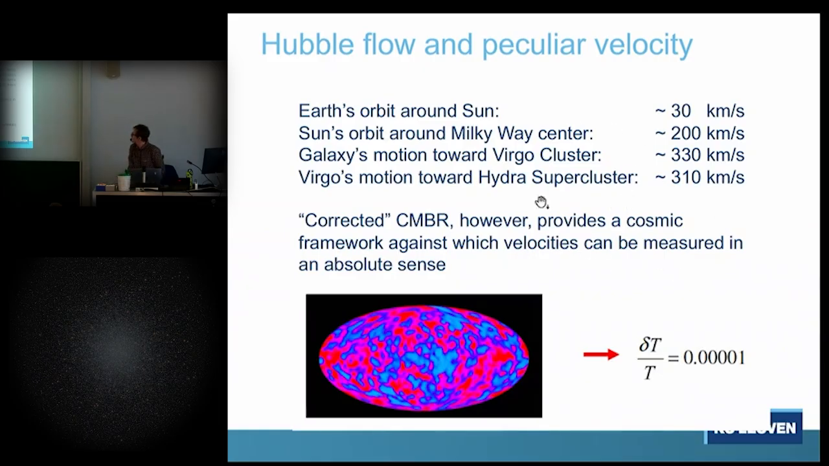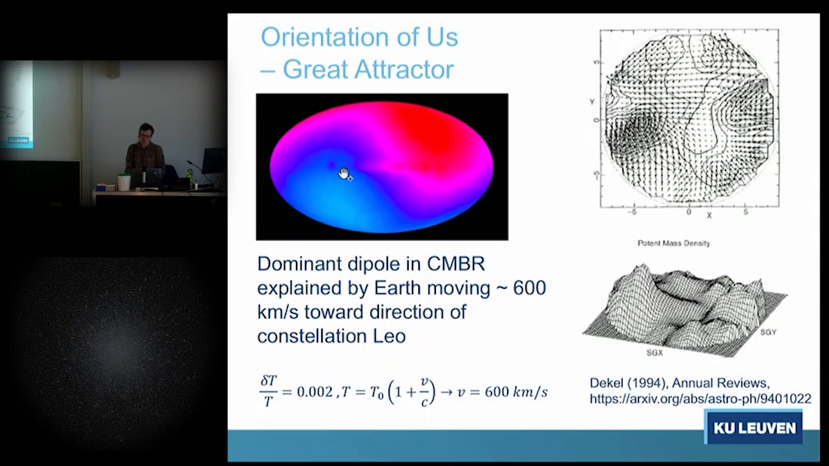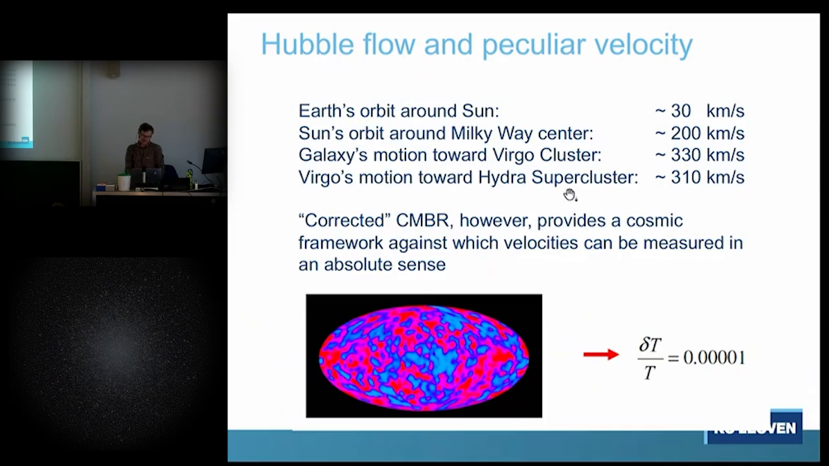Once we correct for these, the corrected cosmic microwave background radiation provides a very nice cosmic framework against which velocities can be measured in an absolute sense, with very, very small temperature fluctuations, as we already know. But these are also key because those are what we use to learn about the characteristics of this structure formation growth that I have referred to, that then builds all the galaxies.